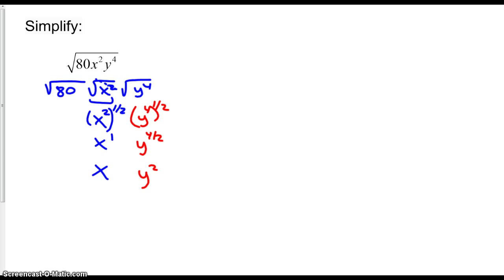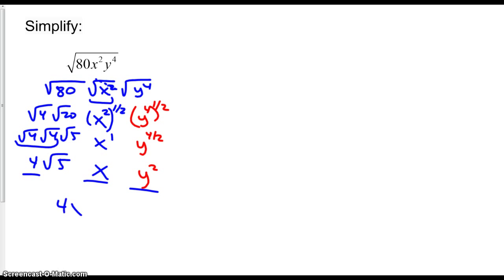And then for the 80, maybe we do this: it's 4 times 20, which is 4 times 4 times 5, and the square root of 4 times the square root of 4 is a 4. So I have a 4 times the square root of 5 times an x squared. And all of these things are outside, so I can combine them together: 4 times x times y squared. And then the square root of 5 is the only thing that's inside the square root still.